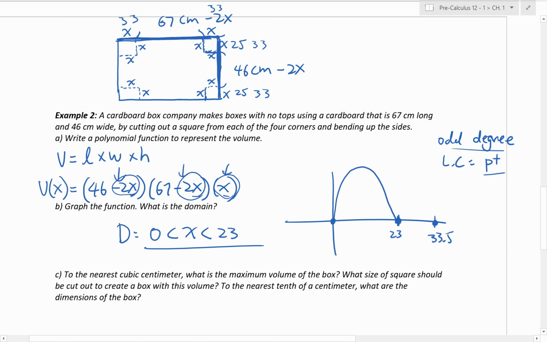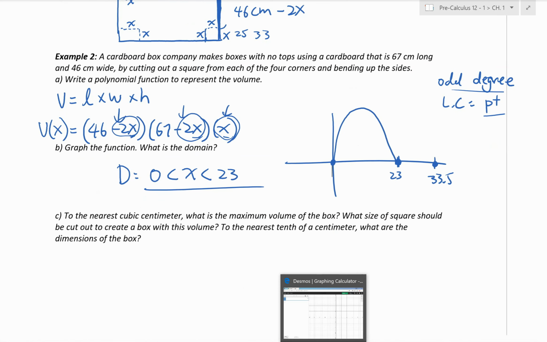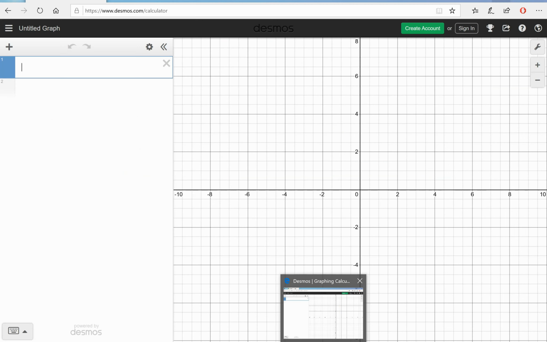Okay, so we are going to look at decimals and see what it looks like, because we're actually going to use that to answer part C. You know what? Let's look at question part C first. It says, to the nearest cubic centimeter, what is the maximum volume of the box? What size of square should be cut out to create a box with this volume? And to the nearest tenth of a centimeter, what are the dimensions of the box? So let's actually graph this.